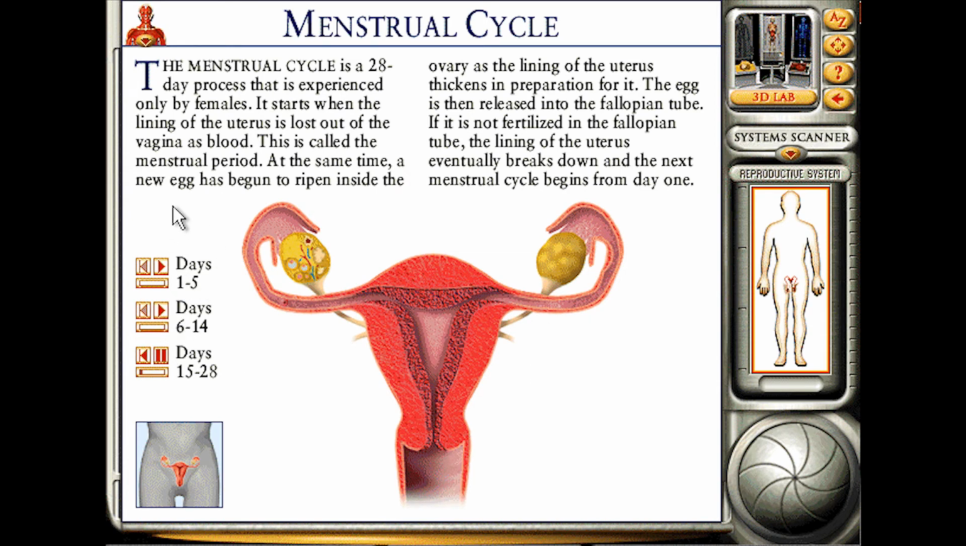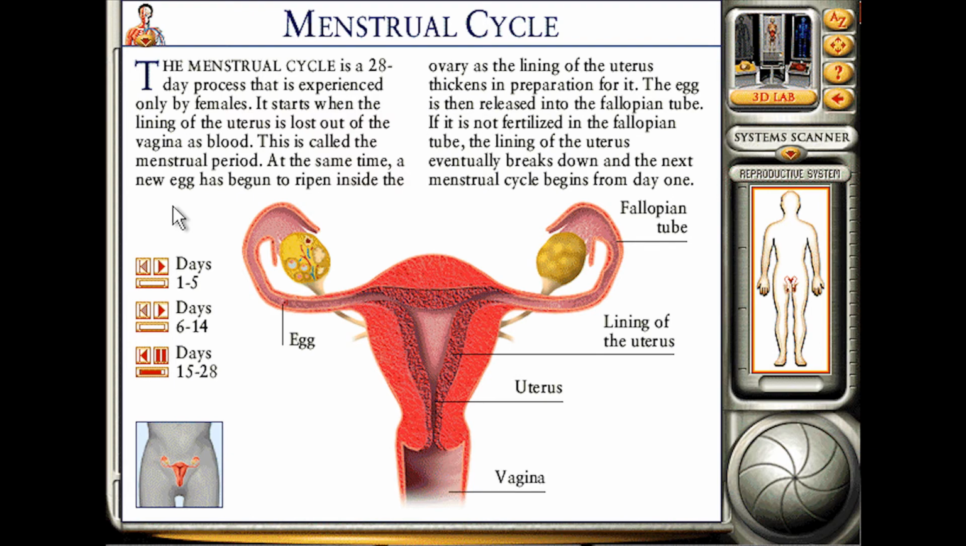After its release, the egg travels along the fallopian tube towards the uterus. The lining of the uterus continues to thicken, ready to receive a fertilized egg. If the egg is not fertilized within about 24 hours of its release, the uterus lining is eventually shed through the vagina as menstruation begins again.